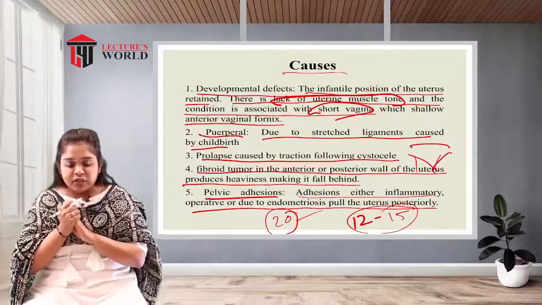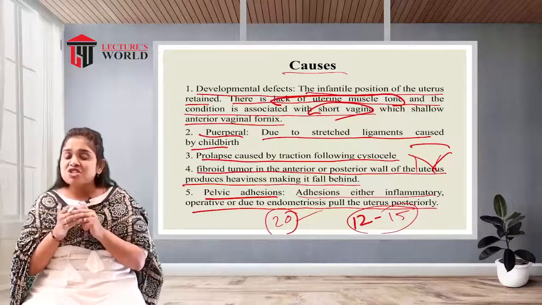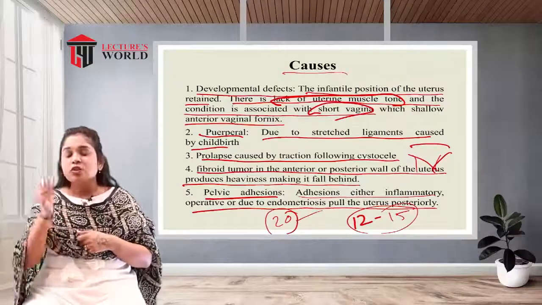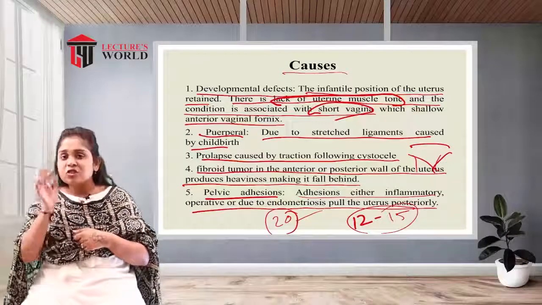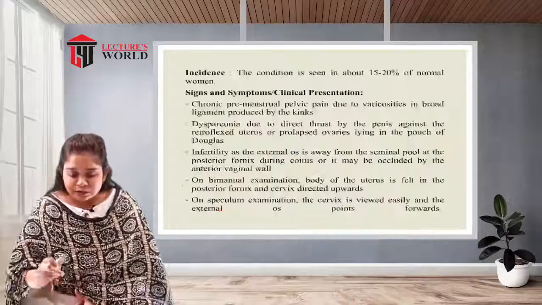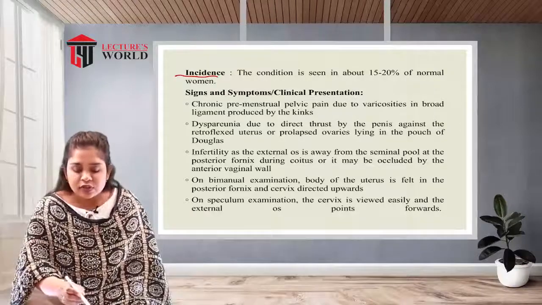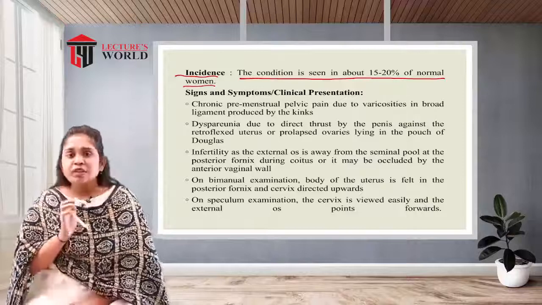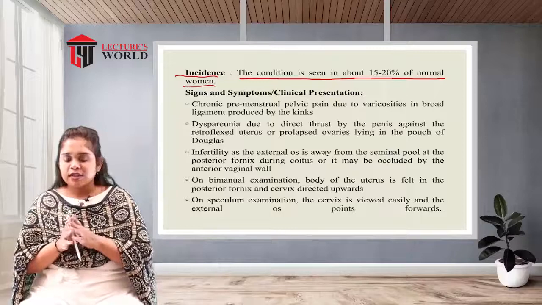Then endometritis also: when the endometrium layer has necrosis or any inflammation, the heaviness will be created and because of that the uterus will go to the posterior side. Then the incidence: what will be the incidence for this? The condition is seen in about 15 to 20% of normal women. So this kind of condition will be seen in 15 to 20% of women.